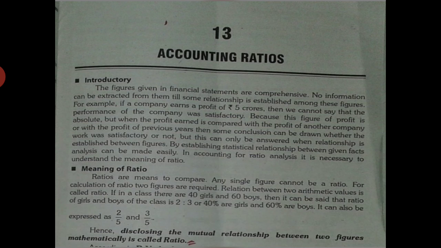Suppose we talk about three things: cost of goods sold, net sales, and gross profit. These three things are connected to one another. If the cost of goods sold is less and the value of net sale is more, then gross profit can be achieved.